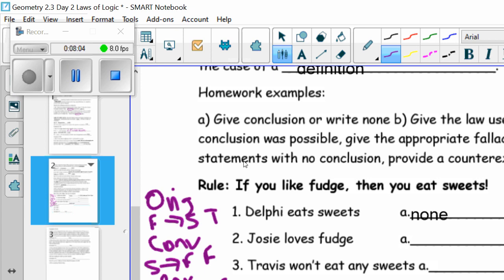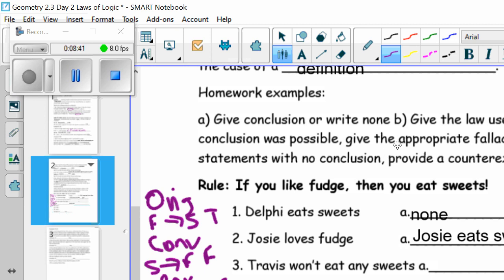Okay. So the next one, if you like fudge, then you eat sweets. So then Josie loves fudge, okay? So up here, fudge was the original, fudge to sweets is true. So we can make a conclusion based off of this. Our conclusion: if Josie loves fudge, then Josie eats sweets. And then we have to identify what rule that was. This was from the original statement that we started out with. So this is from the LOD, the law of detachment.